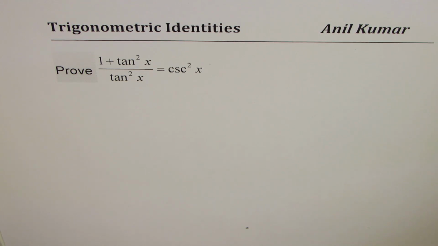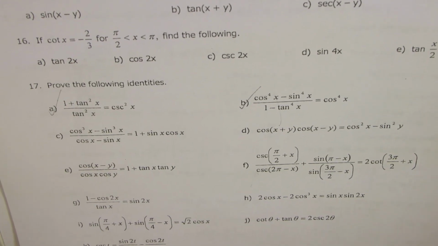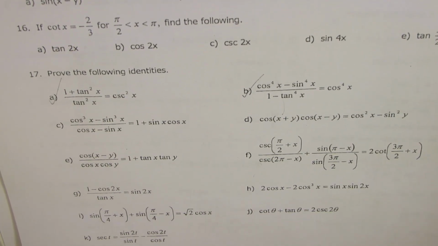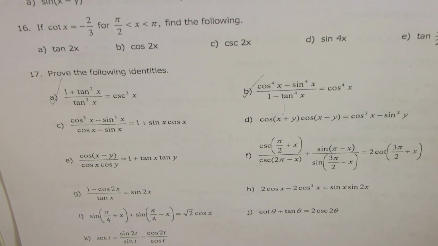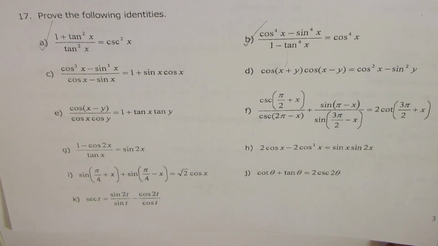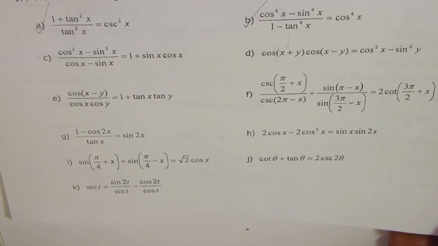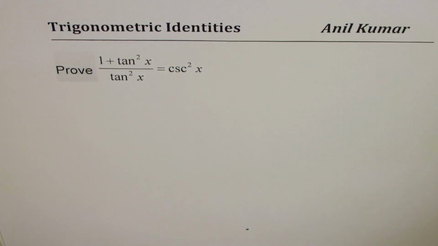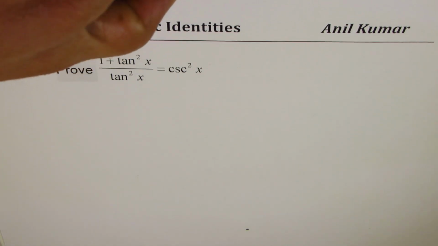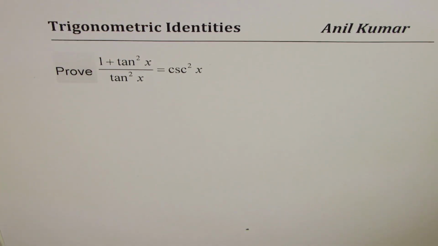So I have a list here which is kind of like this. You can actually pause the video and copy these identities. We'll take them one by one. We'll begin with the very first one, which is written here, and then move on. Some of these identities will involve compound angle and double angle formulas.